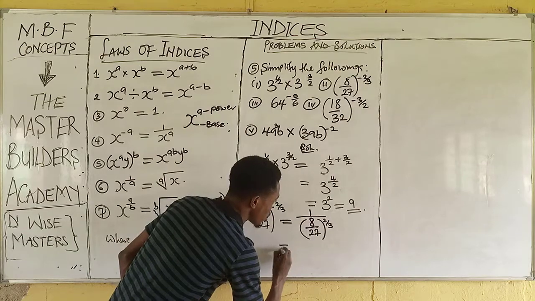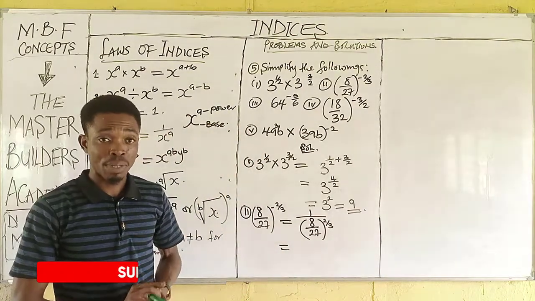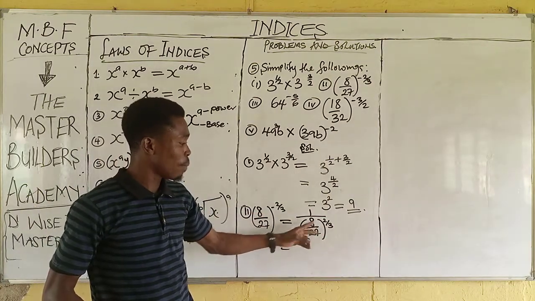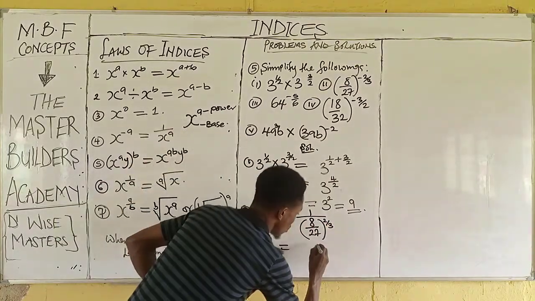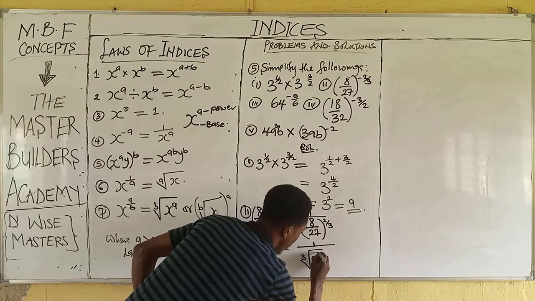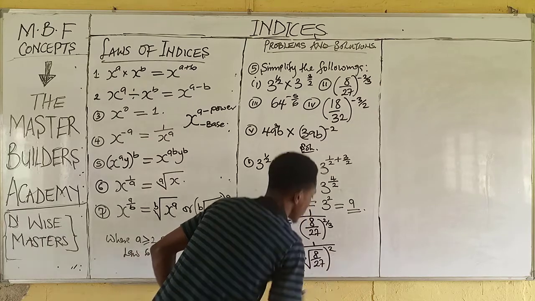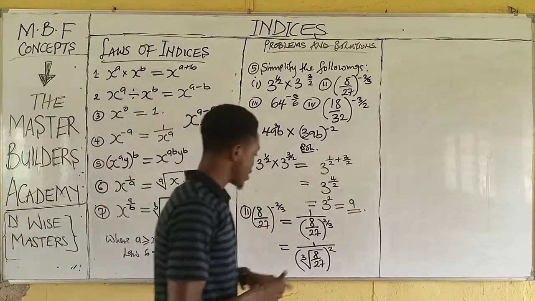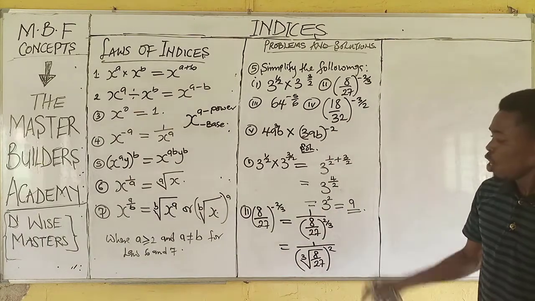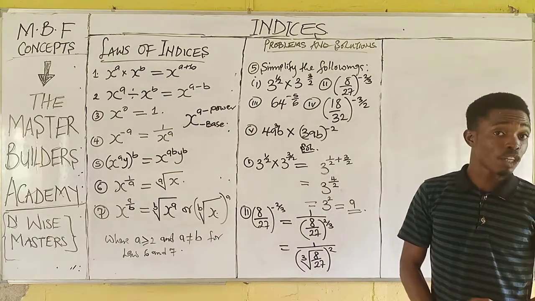So at this point, guys, we know that this is the fraction power law. We are going to apply the fraction power law here. All I need to do is to find the cube root of this number and square it. Then we will have this as 1 over the cube root of 8 over 27 all raised to power 2. Now, the cube root of 8 is 2, which is 2 times 2 times 2 is 8, while the cube root of 27 is 3. 3 multiplied by itself 3 times gives us 27.